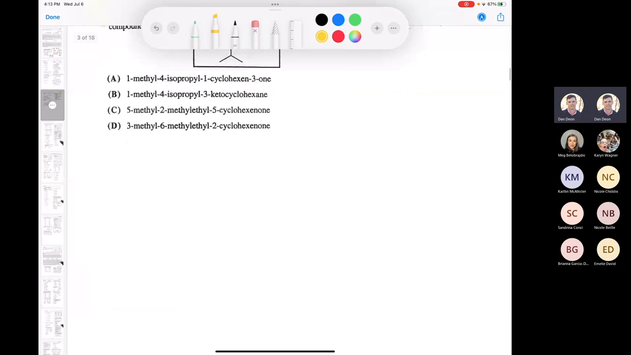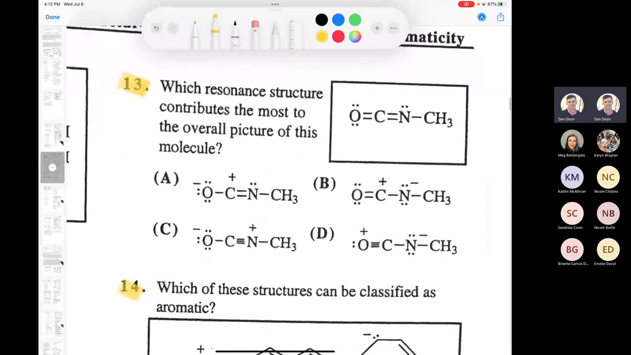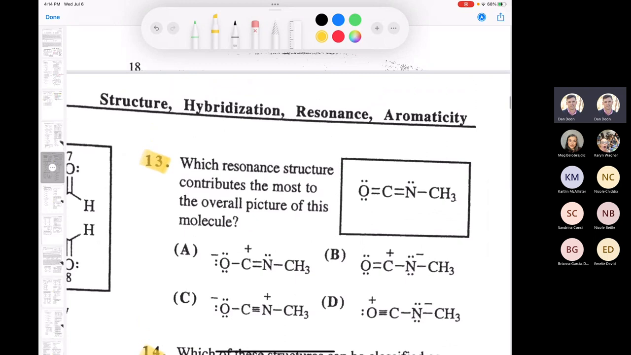Let's see, the next one I had chosen was down here, this one. So this one goes back to resonance. We looked at a question that dealt with resonance the other day, but I thought it would be good to take a look at another one. So we have this compound here.